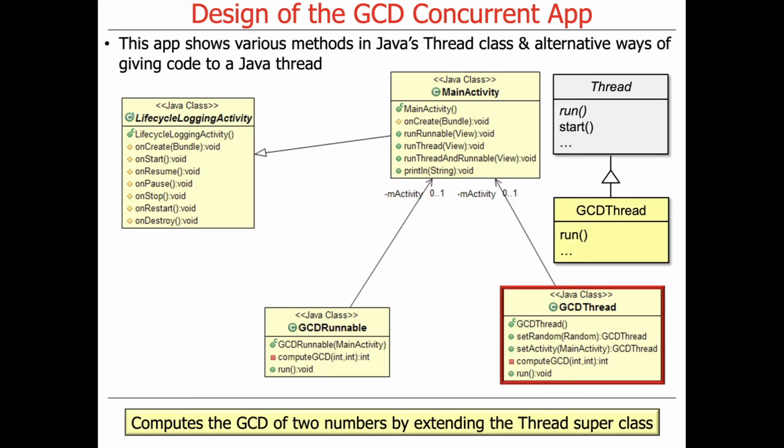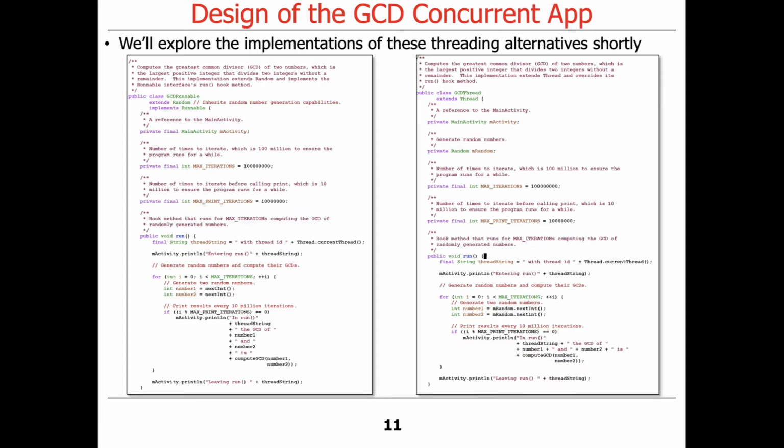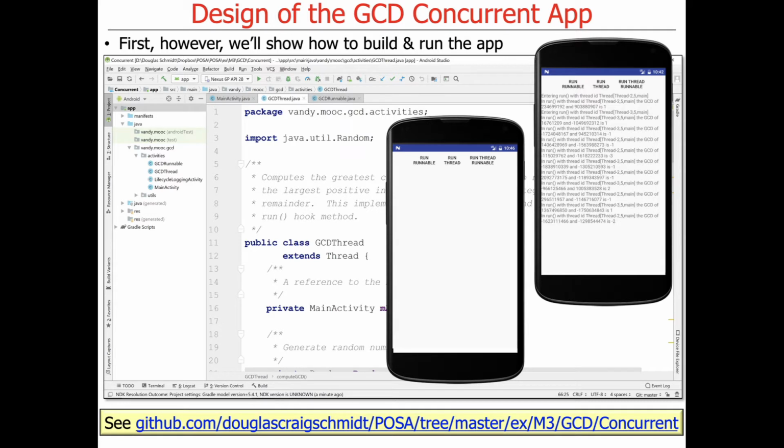And then we have something called GcdThread, which is a class that inherits from Thread and overrides its run method. And then we also have GcdRunnable, and that's a different way of getting something for a thread to do, which involves implementing the Runnable interface and then making sure that gets passed to the thread constructor before we start running the thread. We're going to take a look at these two implementations of threading in just a moment, because I want you to understand the most common ways of structuring threads. But first, we'll show how to build and run the app, and then we can take a look at how the code works.